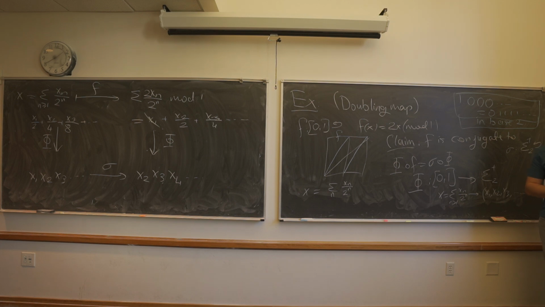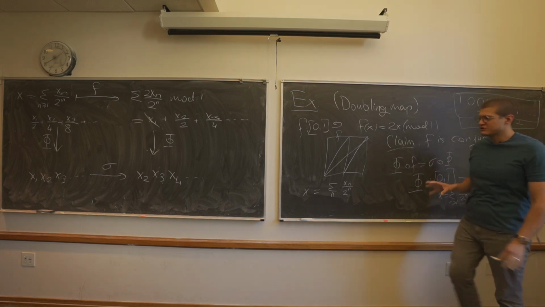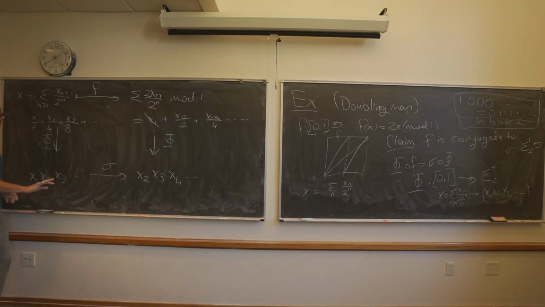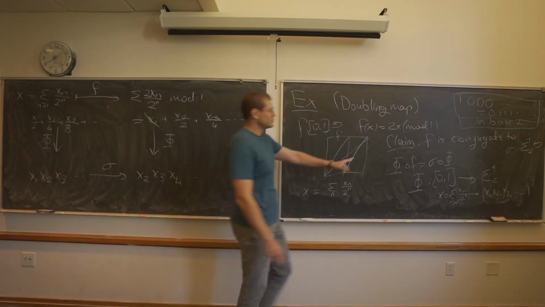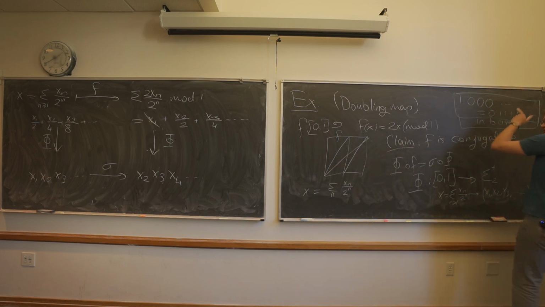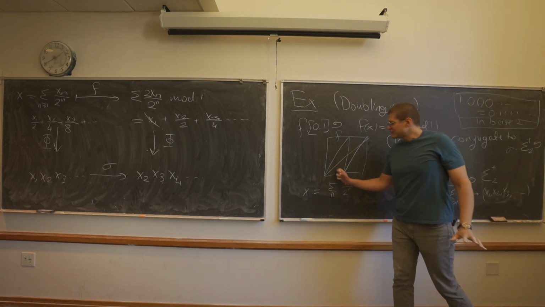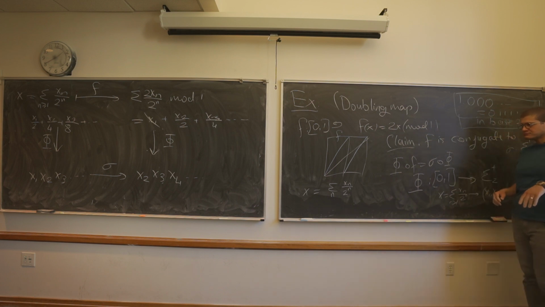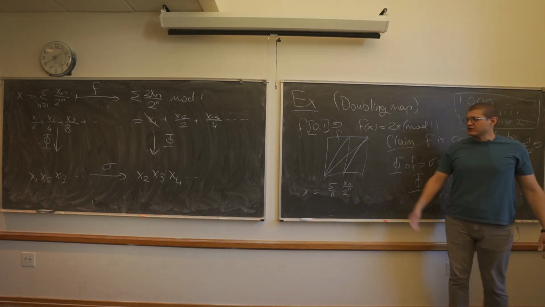Does this make sense? It's kind of magical, but it works. It really works, modulo some issues like choosing the right expansion. This is what you want, and this is why this doubling map is very important. You see, this is the idea of coding.